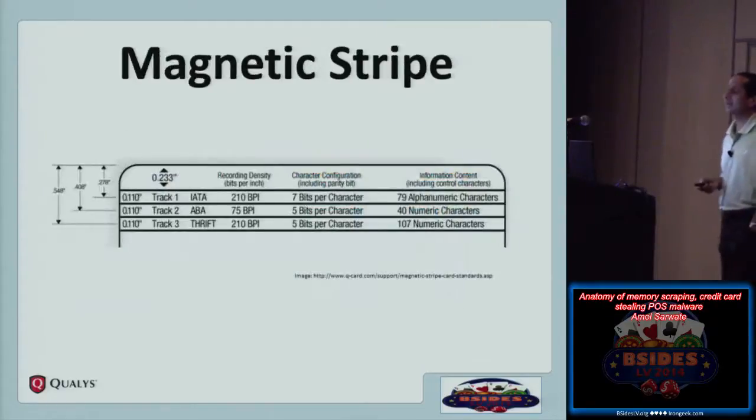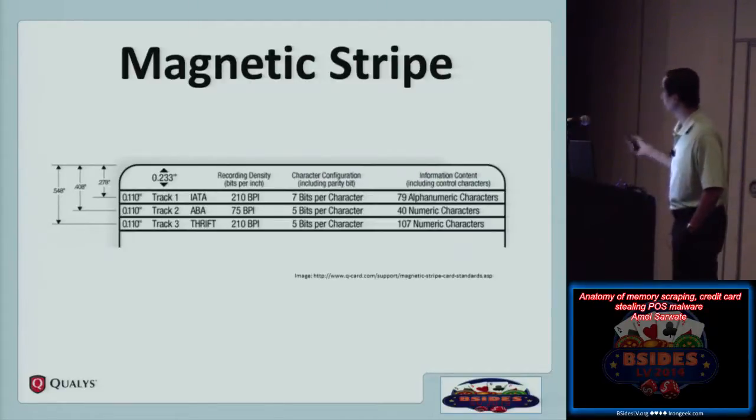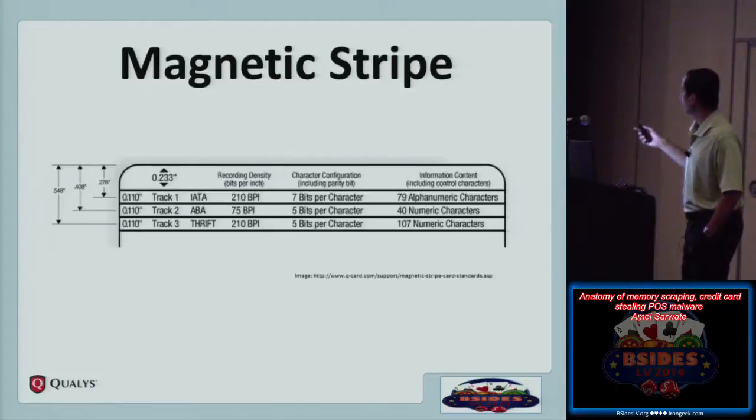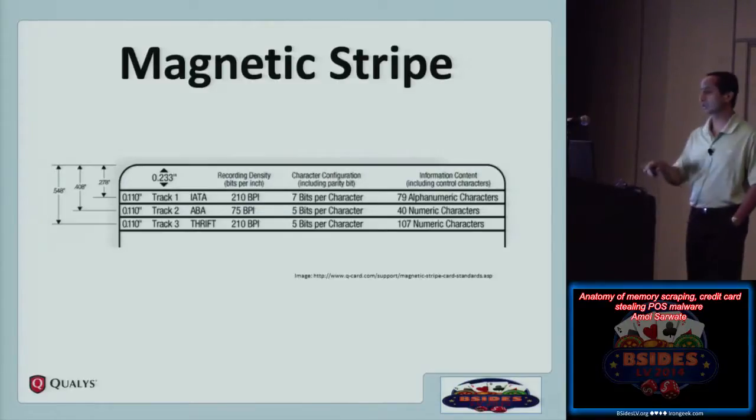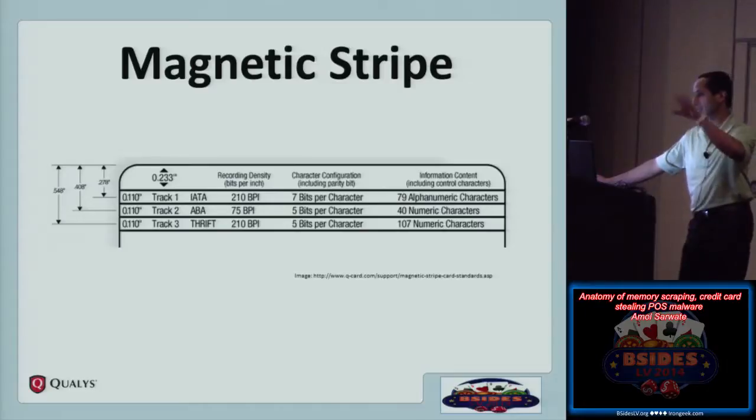Now let's take a look at the magnetic stripe. This image is from qcard.com. I didn't draw it. Thank you, qcard. So a typical magnetic stripe has 3 tracks. You may already know about it, but let's go over this pretty quickly. Track 1 has 210 bits per inch. So this is what is on the back side of your card on the magnetic stripe. Track 1, 210 bits per inch, and it stores 7 bits per character. That allows the banks to store 79 alphanumeric characters on track 1.